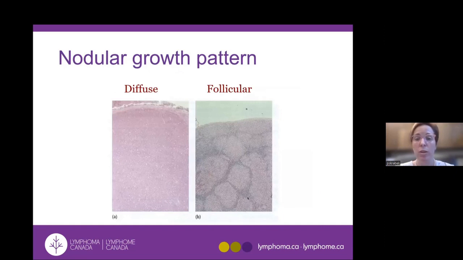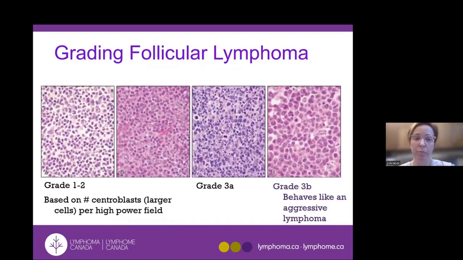So this shows the nodular growth pattern that we expect in follicular lymphoma, and you can see how it looks very different on a lymph node biopsy compared to this growth pattern. And this is really one of the ways that pathologists recognize very early when they're looking at a biopsy that it's potentially a follicular lymphoma.